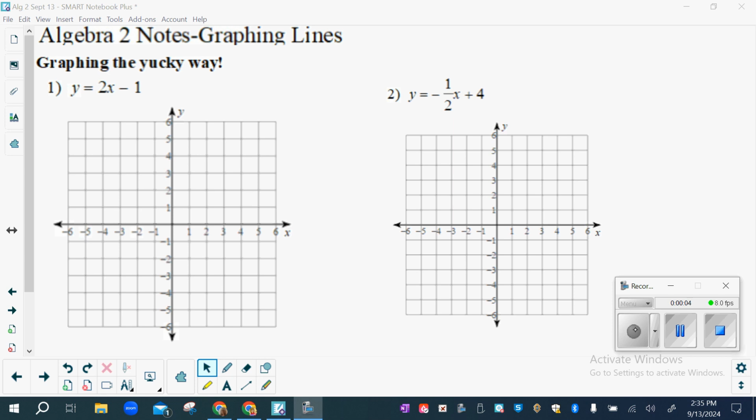Okay, so today we're going to do graphing lines. First, I'm going to talk about graphing the yucky way. Say we don't know how to graph this. What is a method we can use to graph any equation when we don't know what it's going to look like ahead of time?